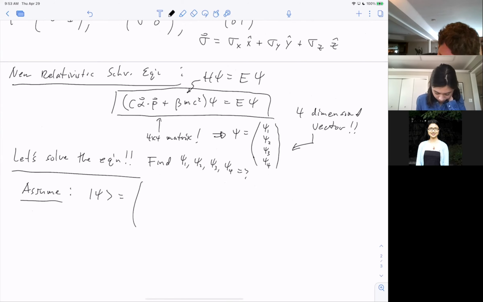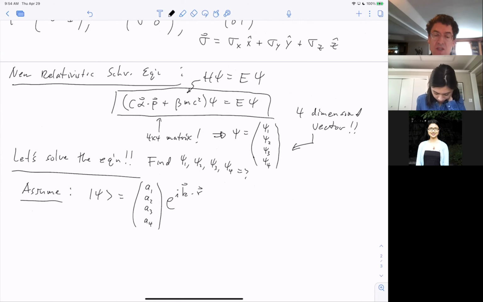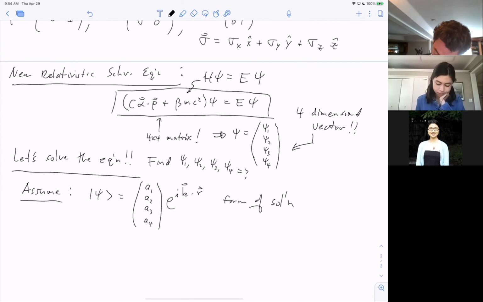Let's assume it has some scalars, a1, a2, a3, a4. And to make the math easier, because we think that we have some intuition here, we think that there'll be a plane wave. So it'll be a plane wave multiplying this four vector. So let's assume that we have this form of solution, and then let's plug it into the Dirac equation.